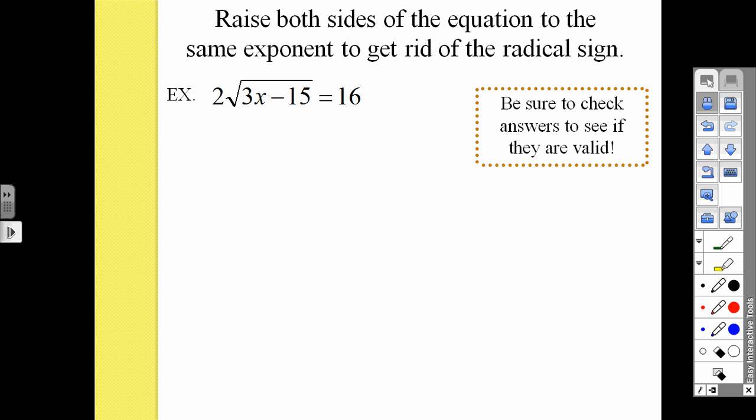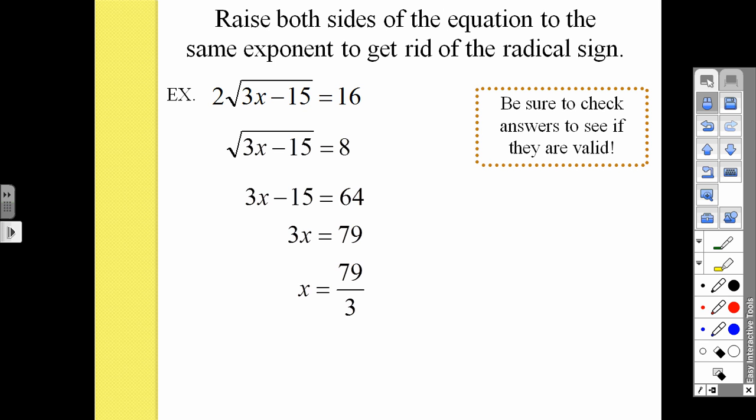Okay, and something to keep in mind is you probably want to isolate the radical before you do any of that. Not that you have to, but it makes it a little easier. So in this case, I am going to divide through by 2 before I do anything. So I get the square root of 3x minus 15 is equal to 8. And now I can square both sides. And when I do that, I just get the 3x minus 15 without the radical, and I can now solve and get x equals 79 over 3.